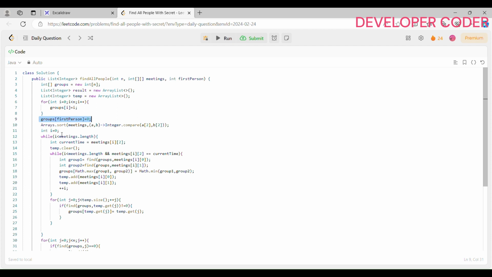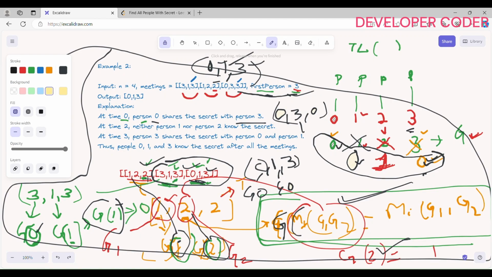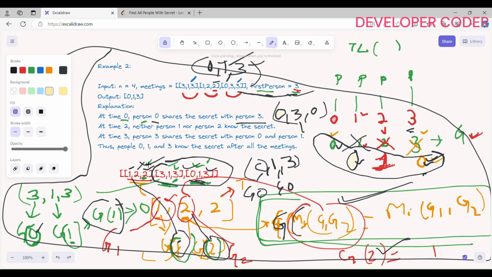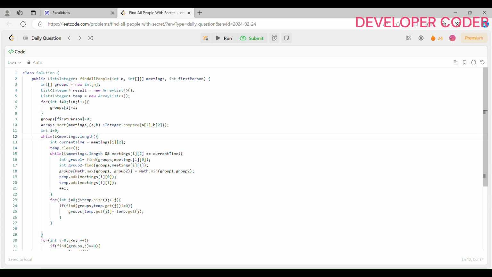So this is clear. Then I have i equal to 0. This i is going to run till my meetings dot length, and current time is going to be my current meeting's time, this index 2. Okay, and then I am clearing my temp list, and then definitely here I am finding the groups of the persons involved, like 1 and 2, so G1 and G2, and I am updating the values of G2 here. Okay, so group 1 is finding the group of this person, finding the group of this person, and then I am updating the max group with the minimum group.